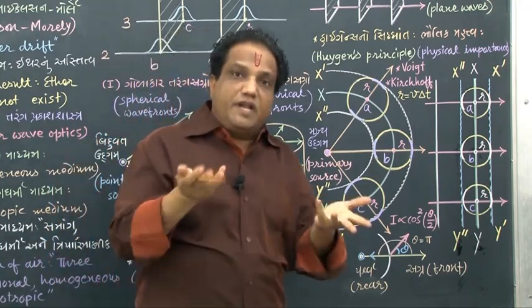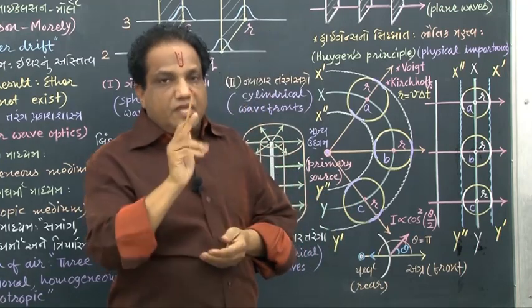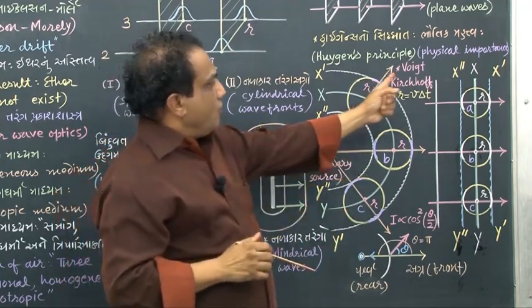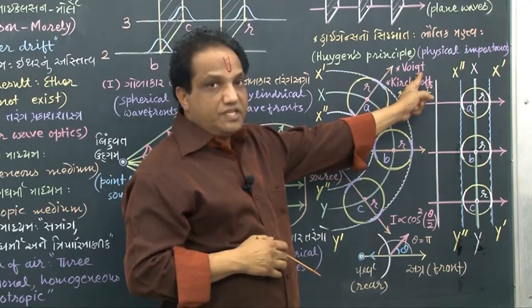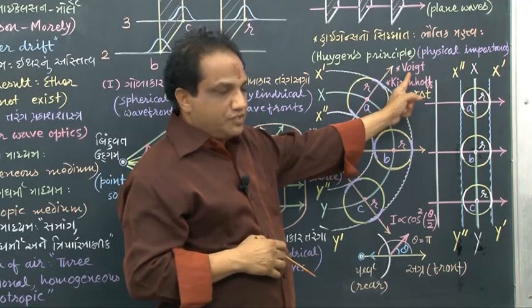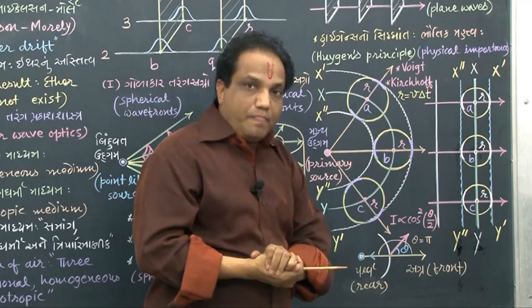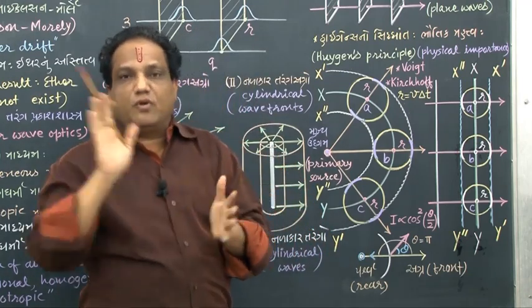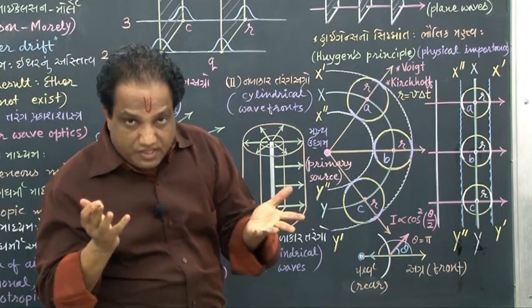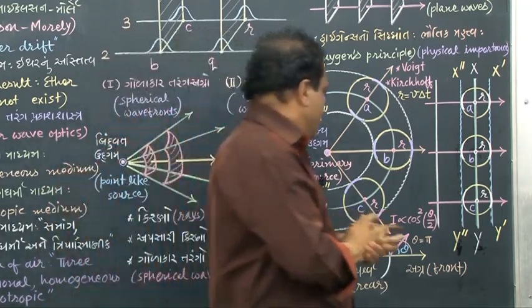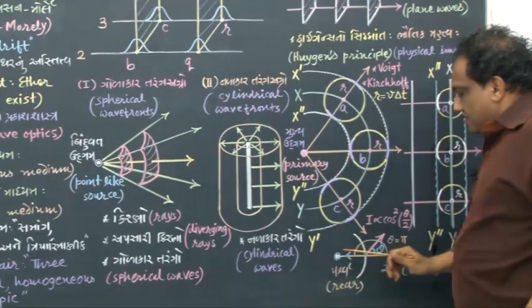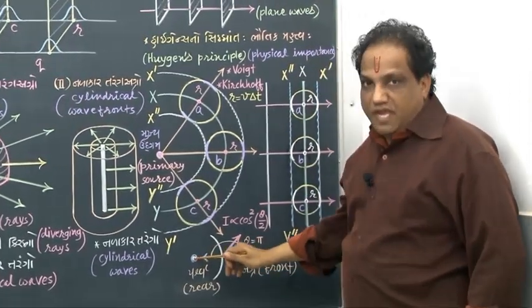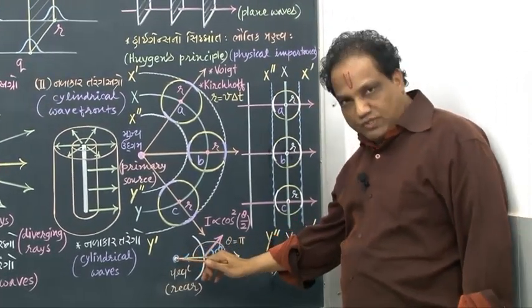Then who had explained it properly? There were two scientists, Mr. Voigt, the G is silent, you should pronounce it Mr. Voigt, and Mr. Kirchhoff. They had explained the reason why any wave does not propagate towards the source. Why? What is the reason? See the reason now. Look, consider this as a main source, primary source.